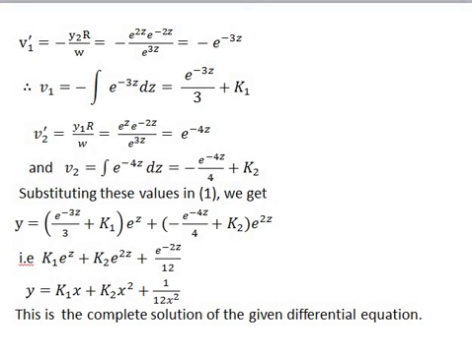So y is equal to k1 x plus k2 x square plus e power minus 2z. Write it in the denominator, it becomes e to the power of 2z. e power 2z is x square. So 1 by 12 x square. That is, y is equal to k1 x plus k2 x square plus 1 over 12 x square. This is the complete solution of the given differential equation.